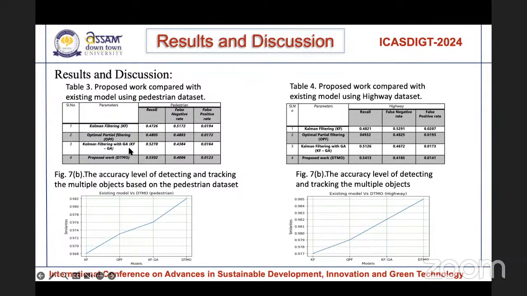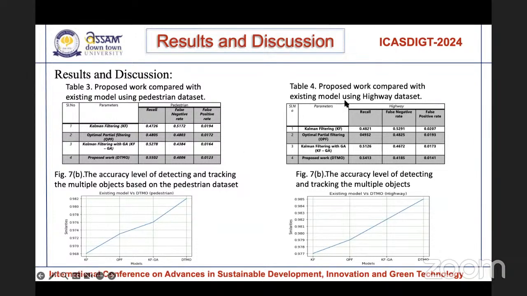And when it comes to KF with GA, it is 0.5278 and the false negative value is 0.4384. The false positive rate is 0.0164. Our proposed work DTMO, the recall value is 0.5502, false negative rate is 0.4006 and false positive rate is 0.0123.